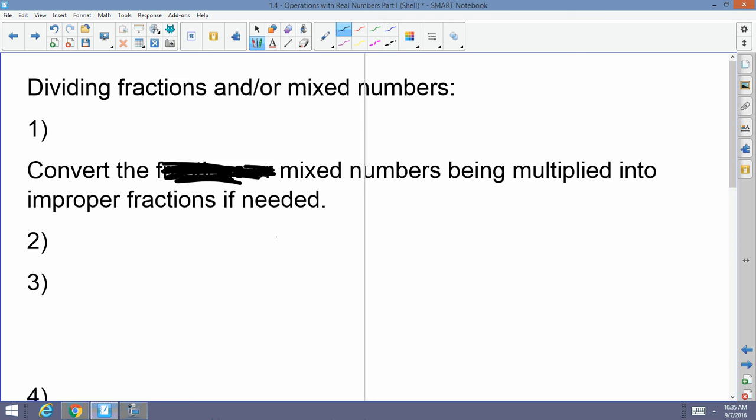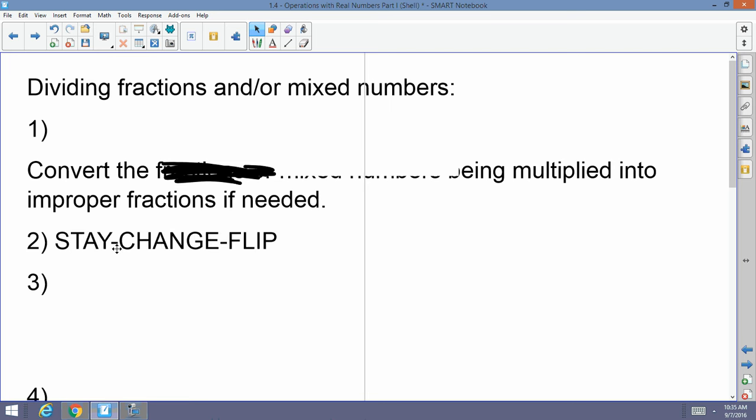So step 2, stay, change, flip. What does that mean? Well, yeah, talk to me. Yeah, I like it. I like the attitude. Go for it, brother. You stay with the first fraction. First fraction stays, yes. And then you change the divide to multiply. Change division to multiplication, yes. And then you flip the second fraction to its reciprocal. Awesome job, my brother. Good job.